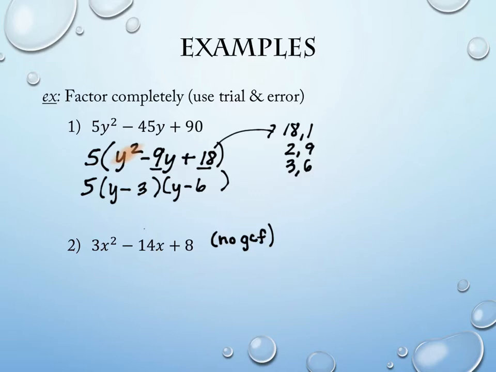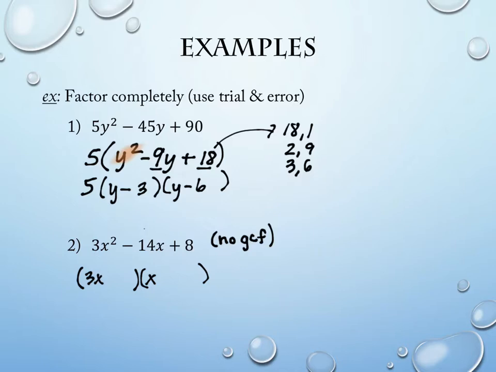There just isn't one. So we're going to do trial and error on this one, and it's going to be a little bit more challenging because there's a 3 at the beginning. In order to get 3x squared, I would have to have 3x and I would have to have x. You can write it as 3x first and x second, or we could have written it the other way, and it would be just fine. The important part is that I have a 3x in one place and an x in another place, so I end up with 3x squared if I were to multiply them.